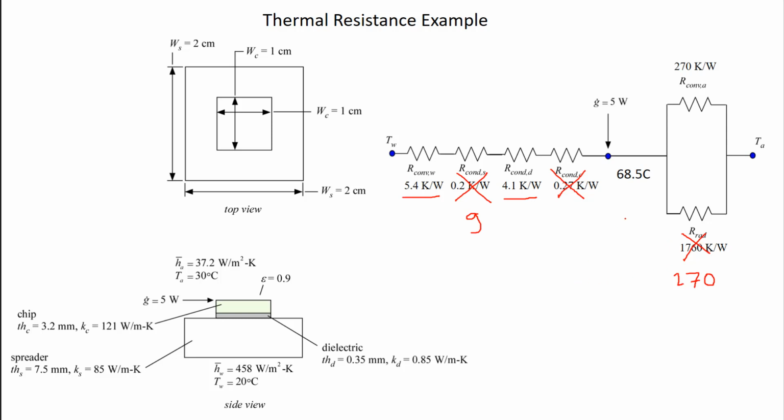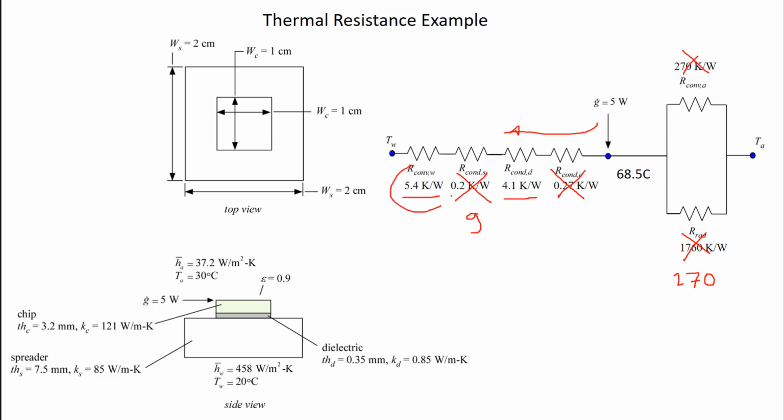So that's progress. I'm left with 3 phenomena that may be important. I have convection to the water, conduction to the dielectric, and then convection with the air. But actually, if you think about it, this guy here isn't important either. And the reason is because when I have energy coming in here at this node and I give it a choice, go left, go right, if this path is 270 Kelvin per watt and this path is 9, which direction is it going to choose? It's pretty much all going to choose to go this way, and very little is going to go this way. So this guy actually isn't very important either.